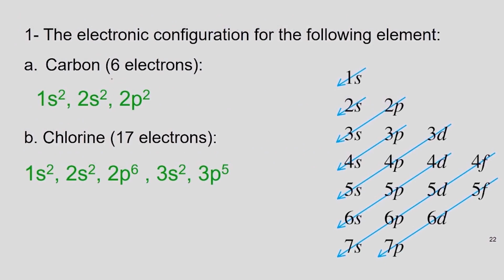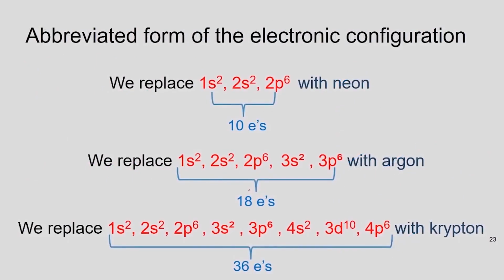First, carbon. It has 6 electrons. Its electronic configuration is 1s2, 2s2, 2p2. Secondly, the chlorine atom: 1s2, 2s2, 2p6, 3s2, and 3p5. Usually, we abbreviate the electronic configuration.